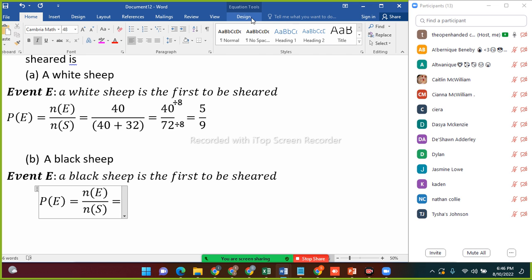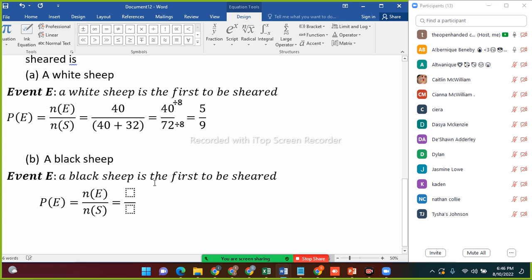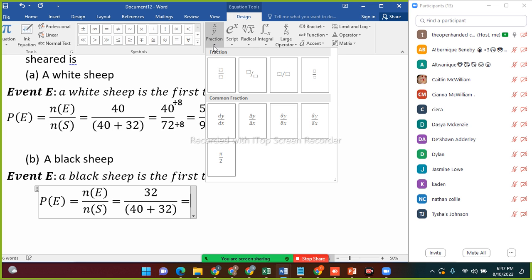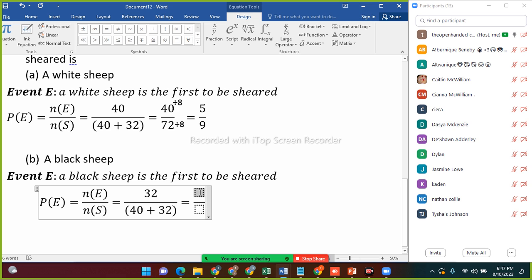So what is our numerator for this one? Albanique: The numerator is 32. What's our denominator? 40 plus 32, which is what? 72. So altogether it's going to be 32 divided by what? Divided by 72. Very good.